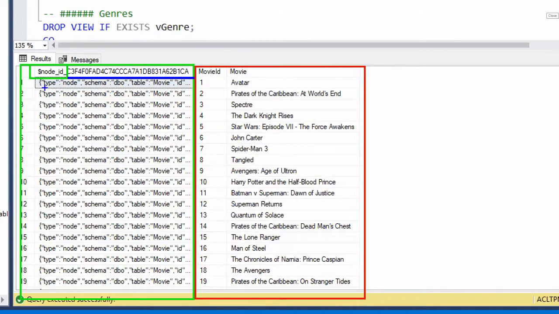And what this has done is it's stored the type. You can see this is JSON, this is a key value pair, the key is the type, the value is the node, and there's a pair of them. Schema is dbo, the table is movie, the ID is zero. The ID is zero, not movie one, because that is what I've taken from my old relational way, and this has actually stored it as a zero-based ID.